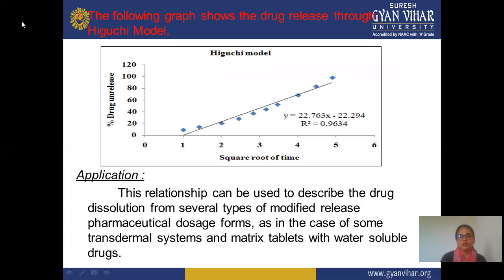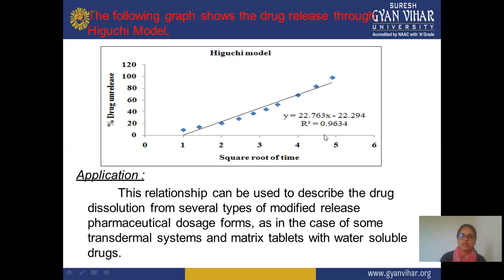The following graph shows the drug released through the Higuchi model. According to this Higuchi model, you draw the square root of time versus percent drug release, meaning how much percent drug is released versus the square root of time. And when you draw this graph, it gives a straight line.